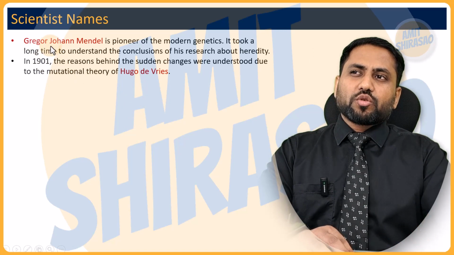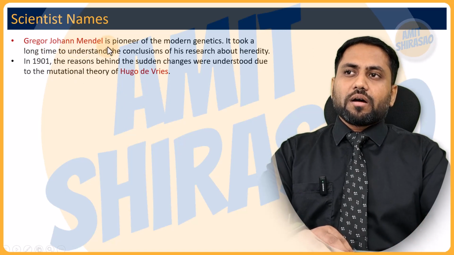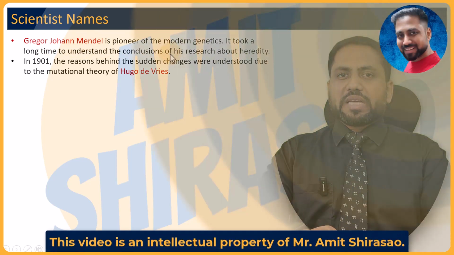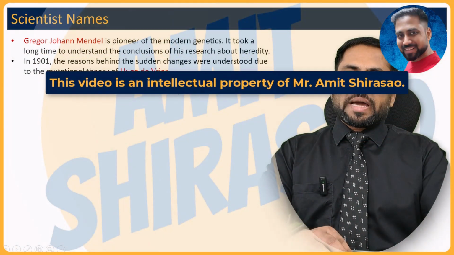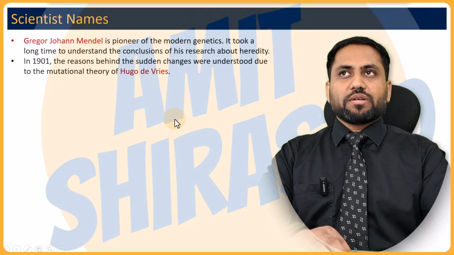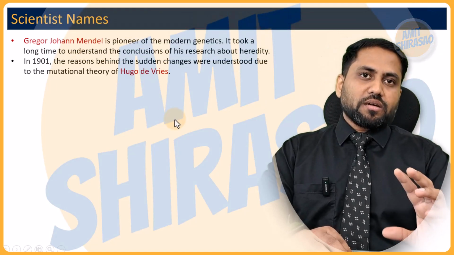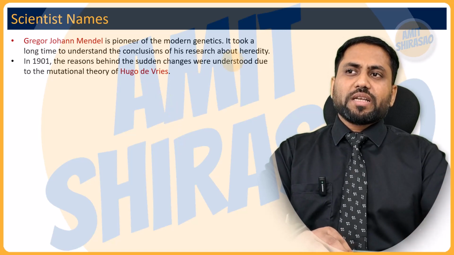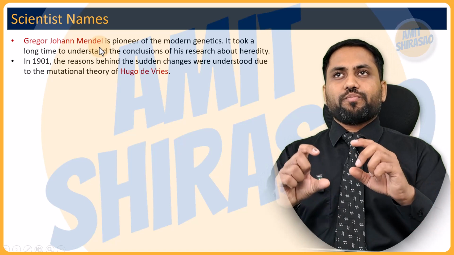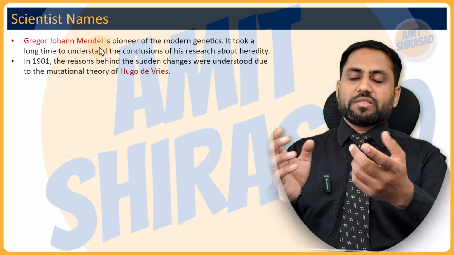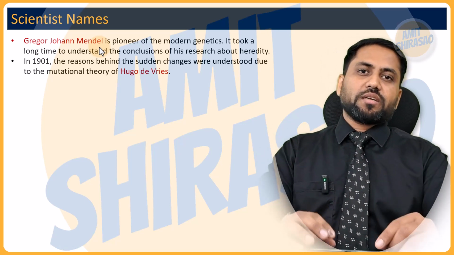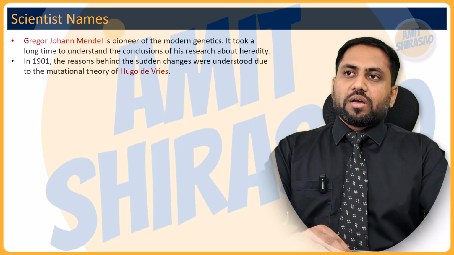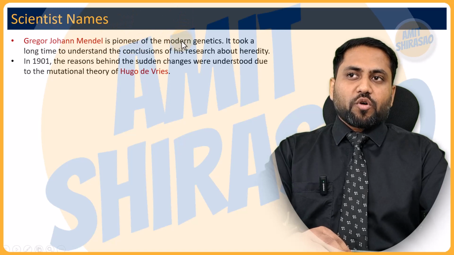Sir Gregor Johann Mendel is the pioneer of modern genetics. You will study this person in 11th and 12th also, and it will be needed for your pre-medical test, for NEET students. So Mendel is the person who researched pea plants and tried to study their genetics. He is the pioneer of modern genetics.